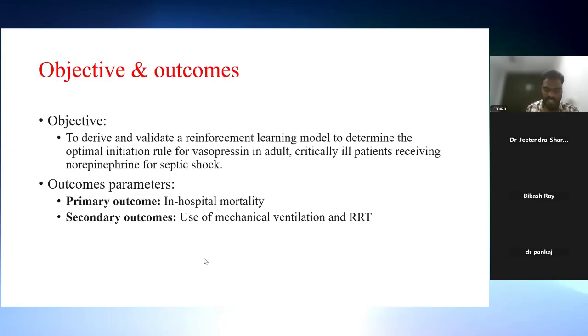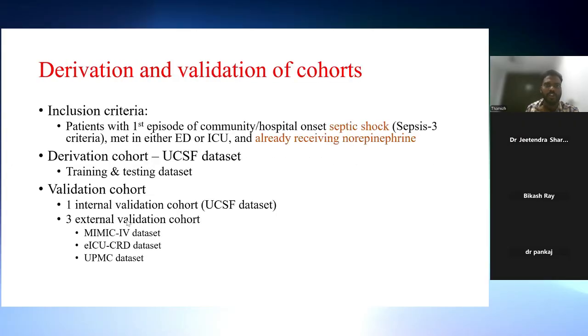Coming to the objective, using the reinforcement learning model, they wanted to derive and validate a learning model to determine the optimal initiation rule for vasopressin in critically ill patients receiving norepinephrine. In the outcome parameters, the primary outcome was in-hospital mortality, and the secondary outcomes were the use of mechanical ventilation and RRT. Coming to the cohort groups, as I mentioned earlier, there are two: a derivation cohort and a validation cohort.